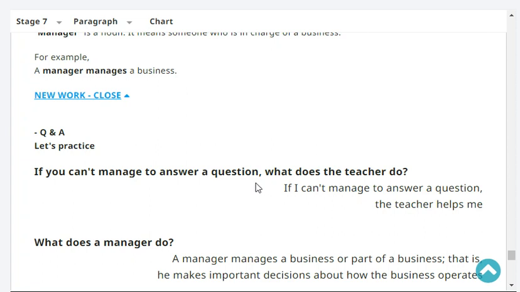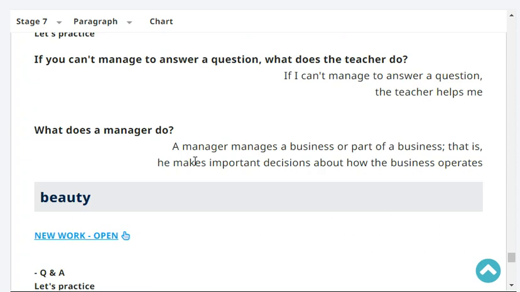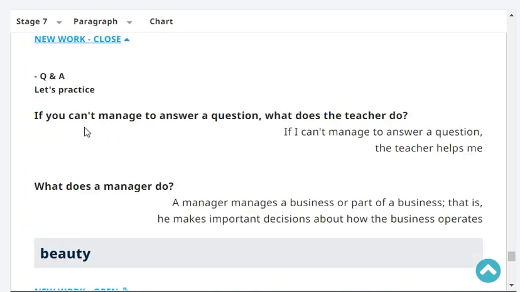What does a manager do? A manager manages a business or part of a business. That is, he makes important decisions about how the business operates. Very good.